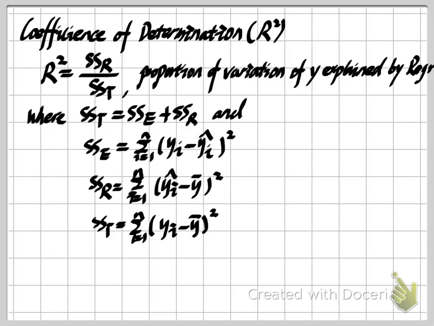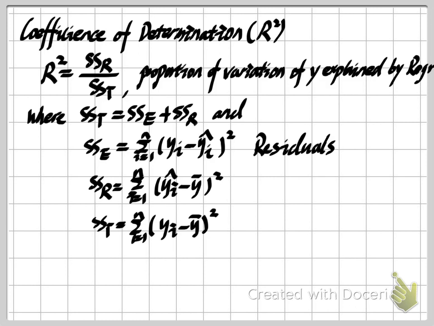So here is the relationship: SST is equal to SSE plus SSR. And also we have this equation here. Our SSE is the information about our residuals. The residual means the difference between our yi and yi hat. SS is the sum of squares, so this is the sum of squares for our residuals.